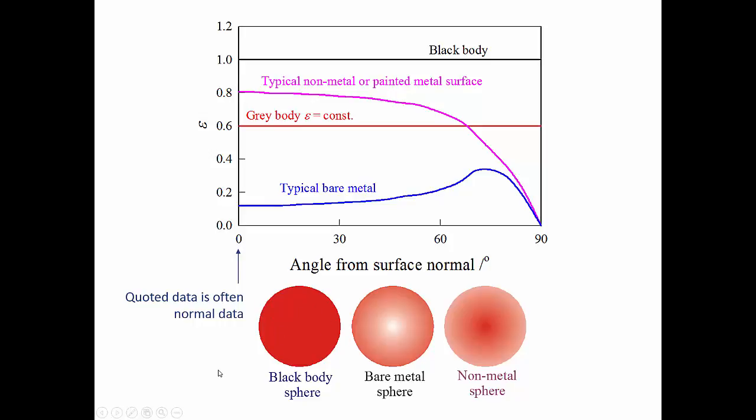A simple way of trying to interpret what all this means is if you looked at a black body sphere at a uniform temperature, then that black body would appear to be a uniform colour. If you looked at a bare metal sphere, then it would appear to be effectively brighter towards the edges, whereas a non-metal sphere would appear brighter towards the centre, because for the viewing angle it would be 0 degrees to the normal, whereas the edges would be 90 degrees to the normal.